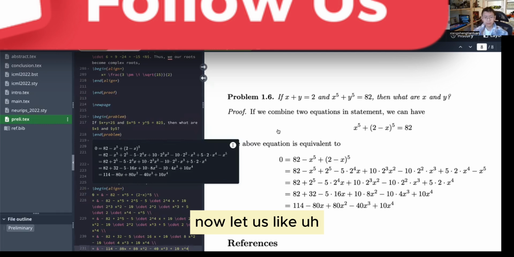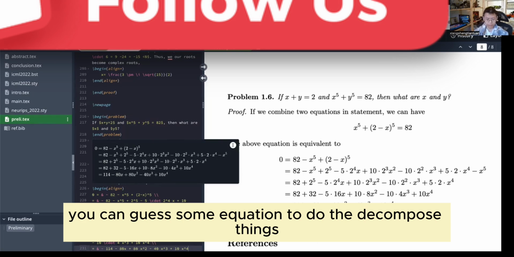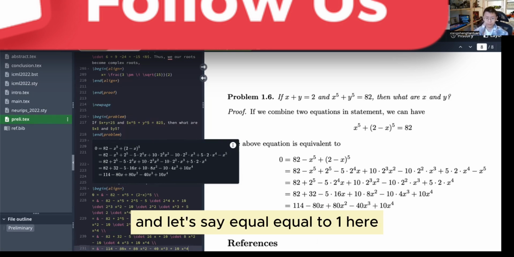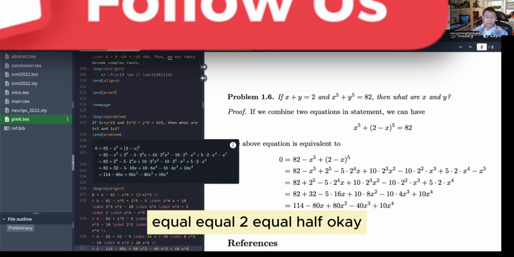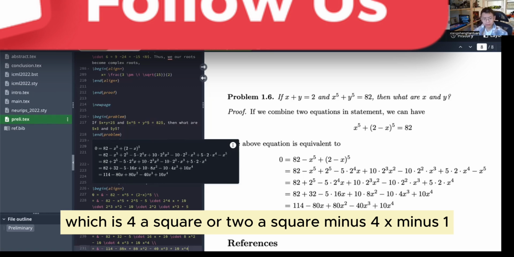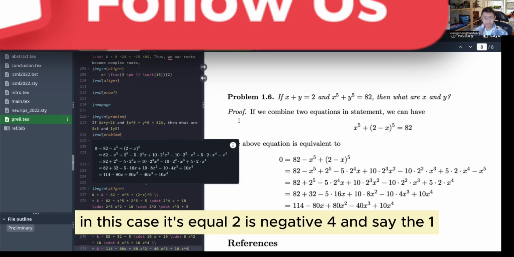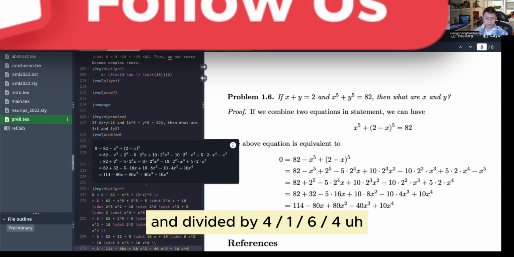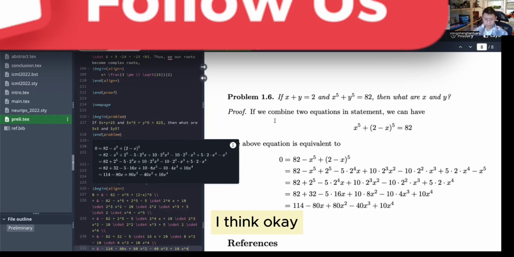Now we can think about what to do next. We can guess some factor to do the decomposition. Let's say a equals 2, b is negative 4, and c is 1, so we get 2x squared minus 4x plus 1. Then the computation is 4 plus 16 minus 8, divided by 4. We need this to be negative, I think. Okay, that's the right answer.